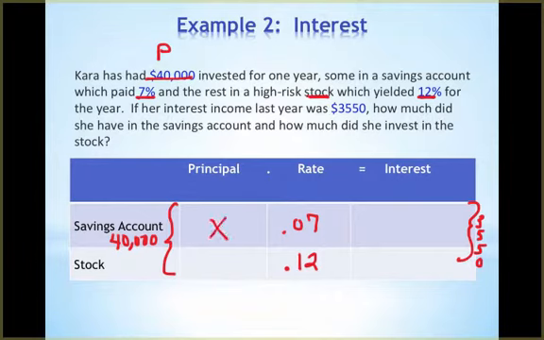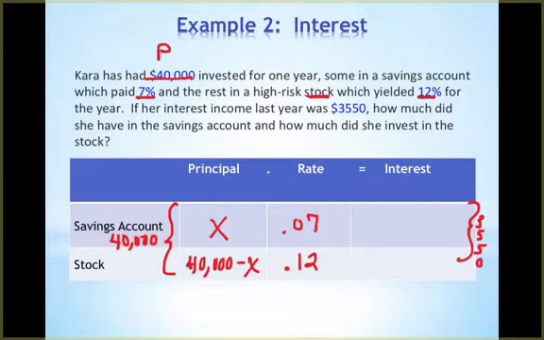Since I don't know anything about my principal, I'm going to call one of those accounts X. So we'll make the savings account X. So the amount of money I invested in the stocks would have to be $40,000 minus X. So again, in terms of numbers, think of it this way. If she put $10,000 in savings, then she would put $40,000 minus $10,000, which would be $30,000 in the stocks account.